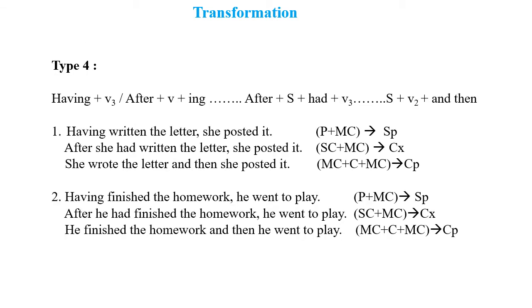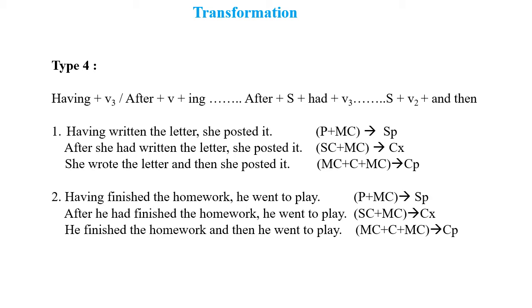Let's move on to type 4. Having plus V3 or after plus verb plus ing. This is for simple. After plus subject plus had plus V3, complex. Subject plus V2 plus and then, compound. You have to be clear in this structure. Having written the letter, she posted it.